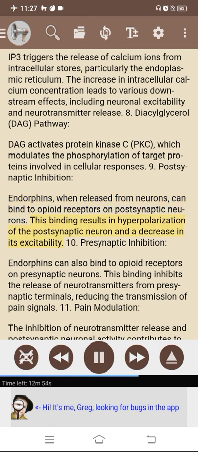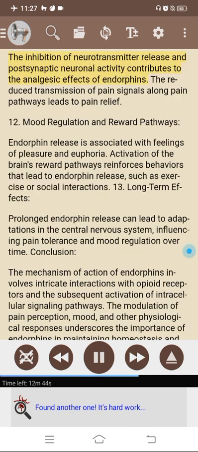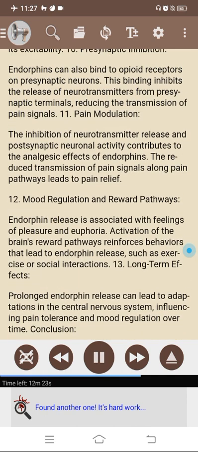This binding results in hyperpolarization of the postsynaptic neuron and a decrease in its excitability. 10. Presynaptic inhibition. Endorphins can also bind to opioid receptors on presynaptic neurons. This binding inhibits the release of neurotransmitters from presynaptic terminals, reducing the transmission of pain signals. 11. Pain modulation.